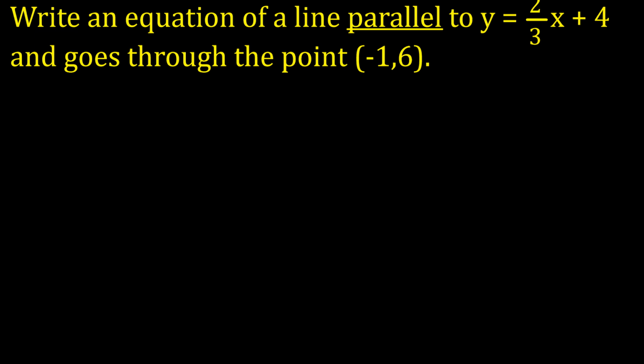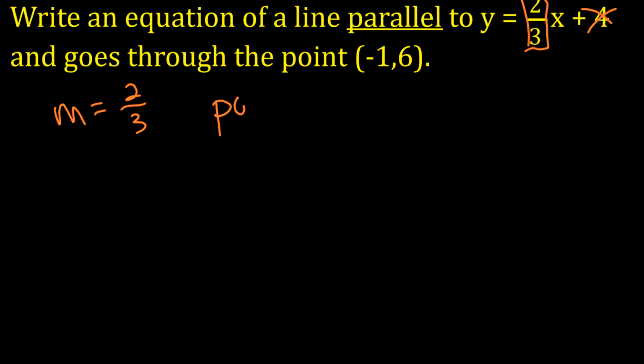goes through this point. And so what you need to realize is that if it's parallel, all we really care about is the slope. The slope is 2/3. So that tells me that my new line, the slope is going to be 2/3. Because it's parallel to this line, the y-intercept doesn't really matter. So I don't really care about that plus 4. It doesn't do anything for me. What it does give me, though, is the slope. The 2/3 tells me the slope of this new line.